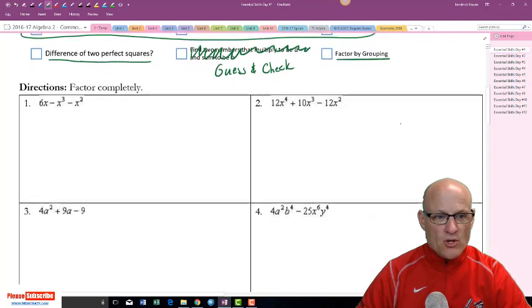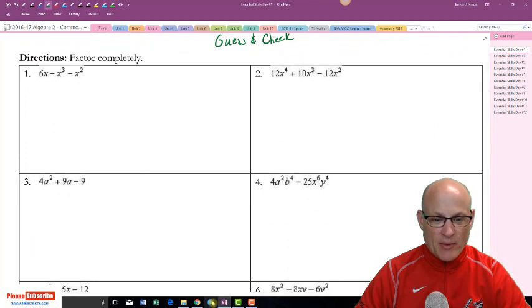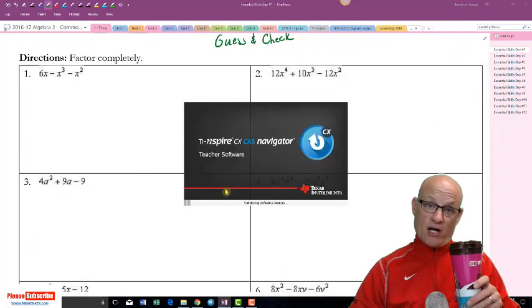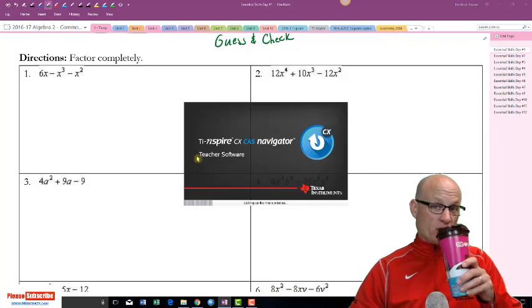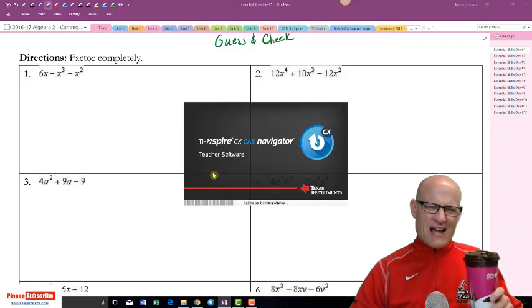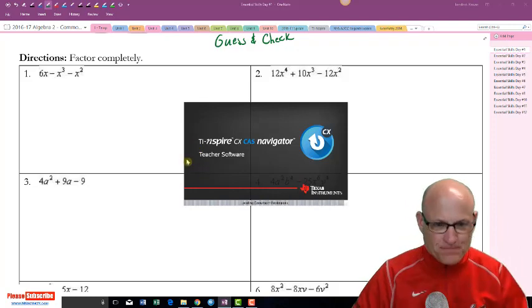So, we will be using the TI Inspire quite a bit. Let me get that up. And while that's booting up, I'll take this time to tell you about how awesome Dunkin' Donuts coffee is. It's amazing.